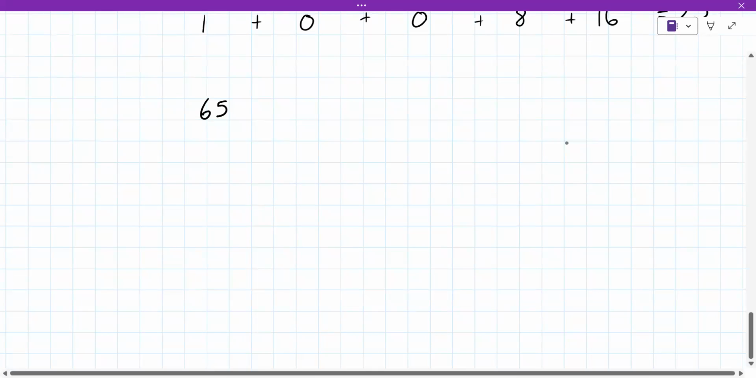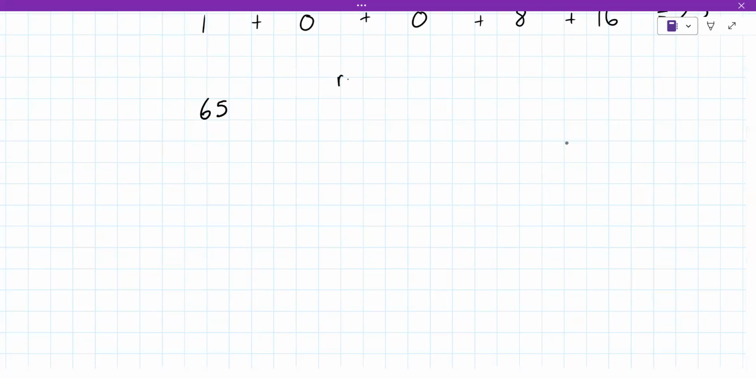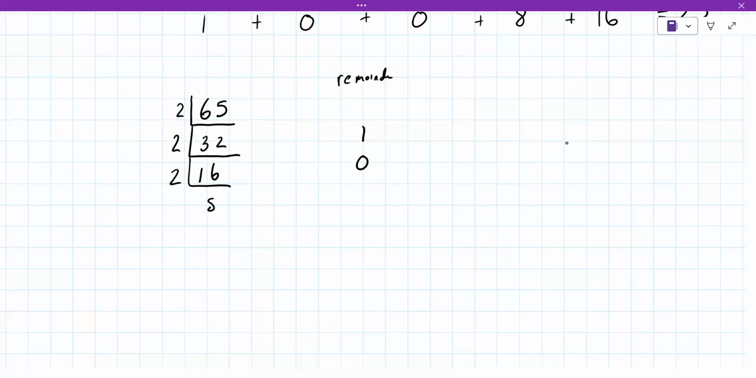You start with the number 65, and your teacher shows it this way. She shows what's called a factor ladder. You divide 65 by 2, and this becomes 32 with a remainder of 1. Remember this. Then you divide by 2 again, it becomes 16 with a remainder of 0. 2 again, 8, remainder of 0. 2 again, 4, remainder of 0. 2 again, 2 with a remainder of 0.